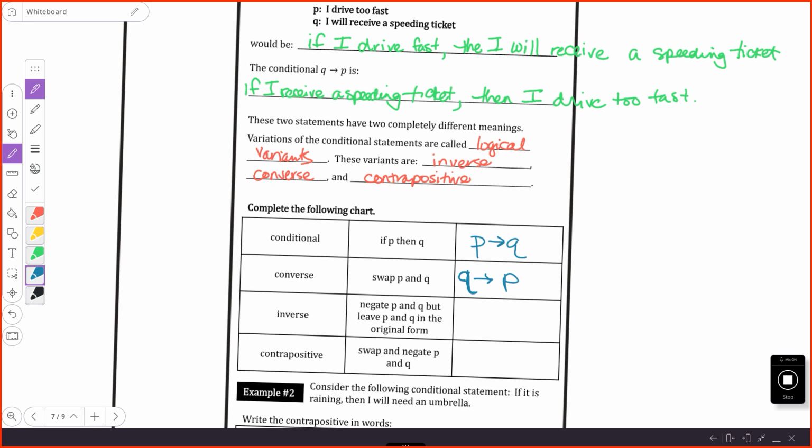Anyway, so converse just means you switch the Q and the P. Then there's the inverse. The P and the Q are in the same order that they were in, but we negate both. So it would be negate P implies negate Q. And in the contrapositive, we both switch them and negate them. So that would be negate Q, that's a horrible one, implies negate P.